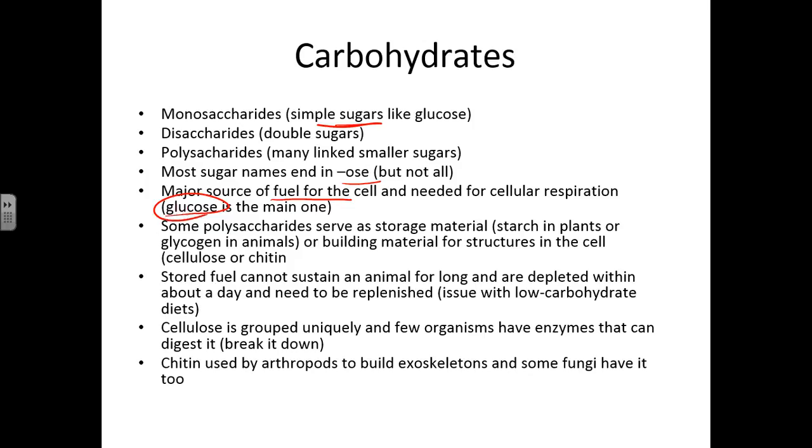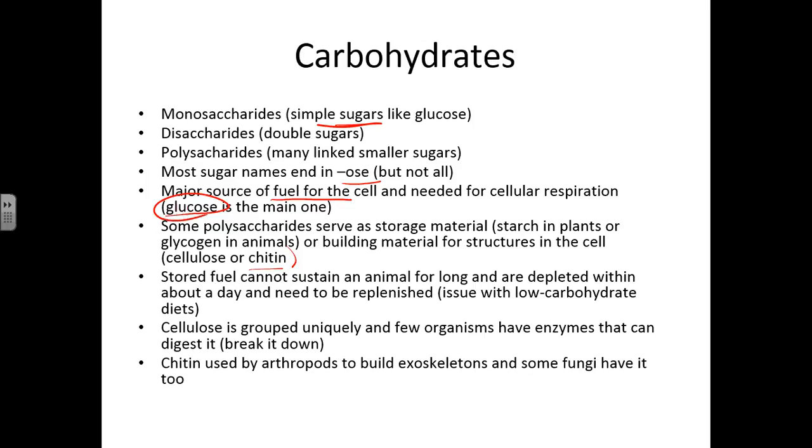Some polysaccharides serve as a storage material, starch in plants and glycogen in animals, or building material for structures in the cell, cellulose or chitin. That's kind of a weird spelling for it, but it's pronounced chitin. Stored fuel cannot sustain an animal for long and is depleted within about a day and needs to be replenished. Again, that's why you have to eat a lot.